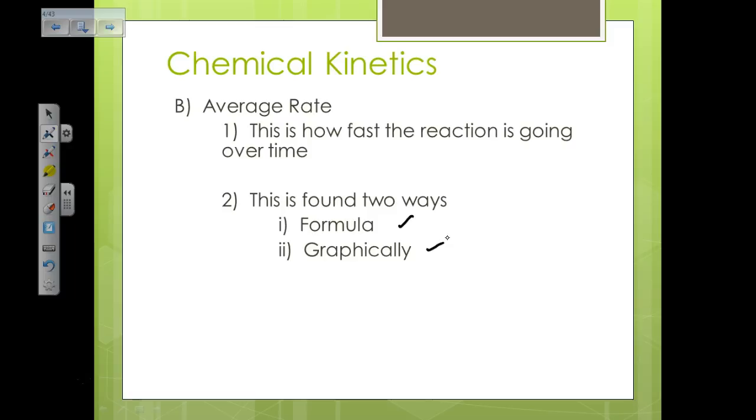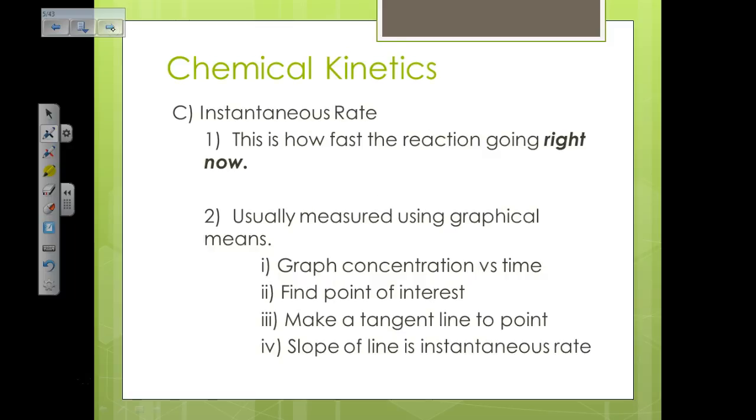Now, maybe the more interesting thing, in chemistry at least, is to find the instantaneous rate. And that is how fast the reaction is going right at this moment. That is a little more interesting, chemically speaking, because typically as chemists we want to know how fast the reaction is going right when we're looking at it, and then we can make predictions about how much reactants, how much products there are, and things like that.